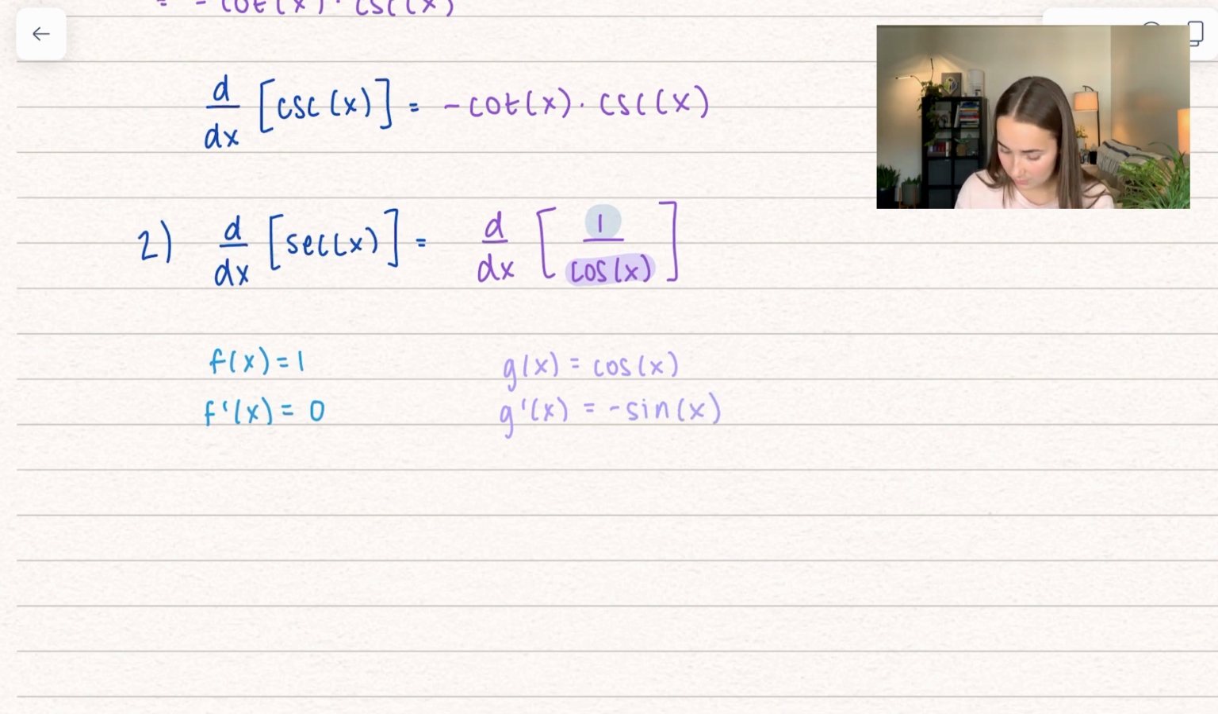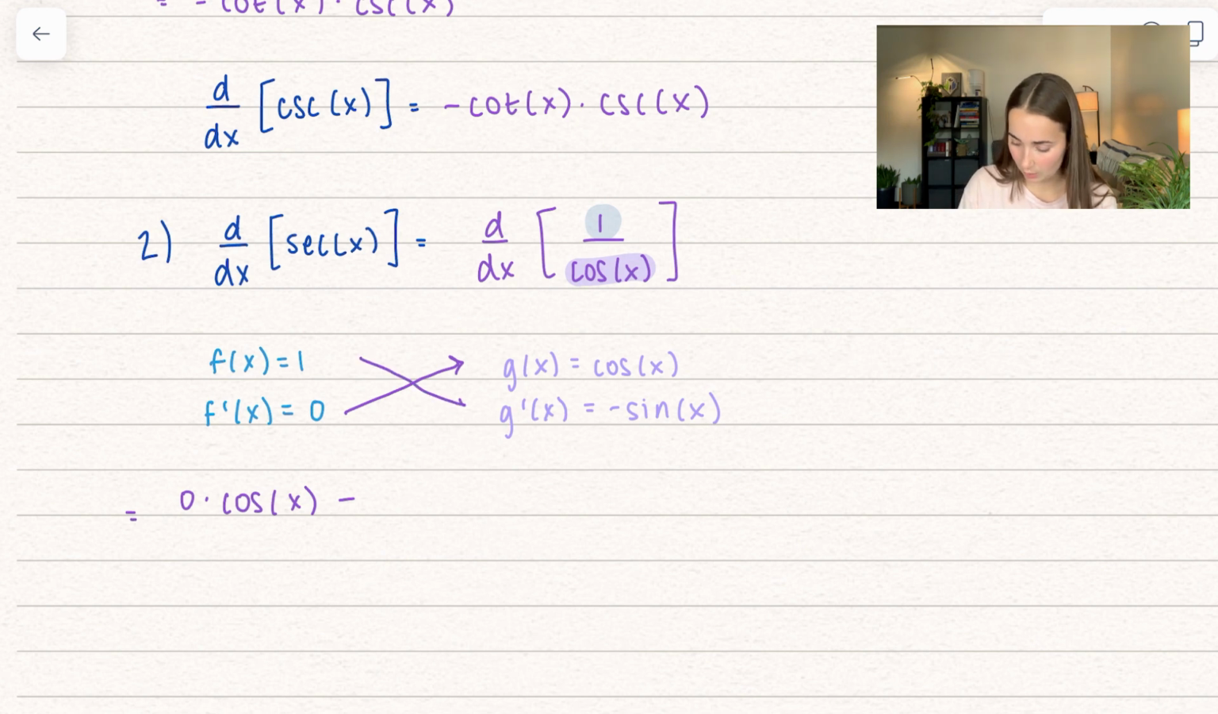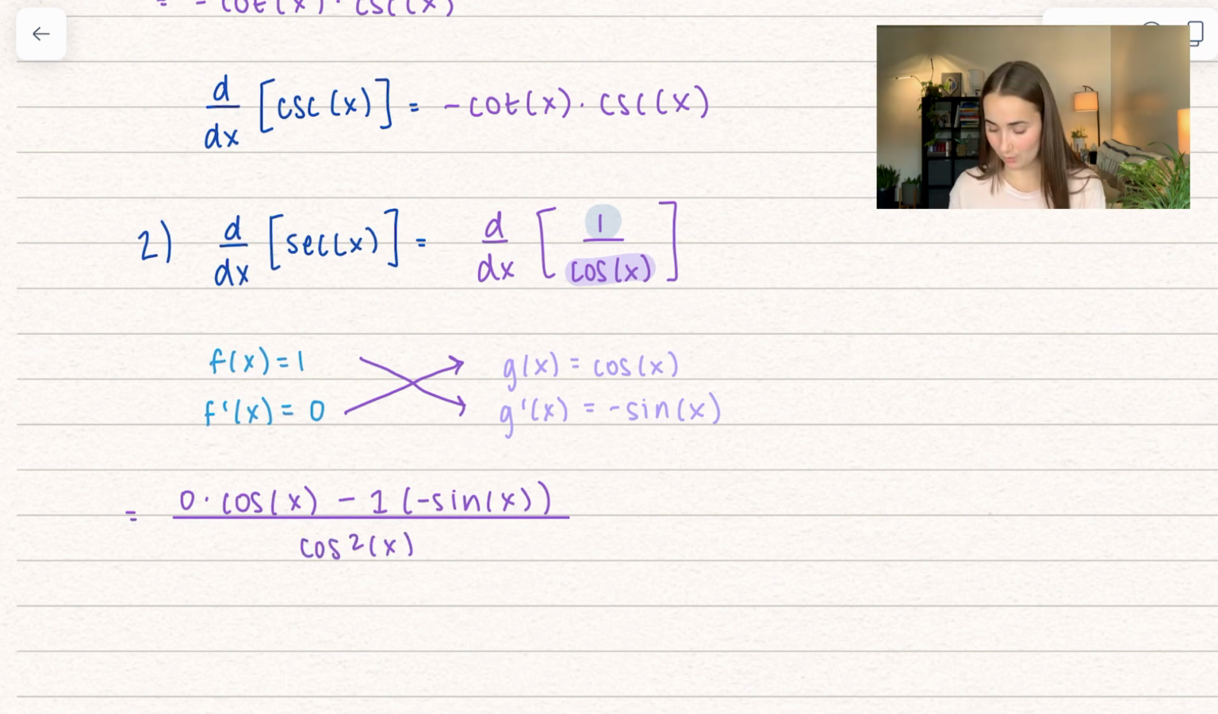So now in order to find the derivative, I need to take my process. I'm going to start low and work my way high. And now I'll subtract from high to low. So I get 1. And all of this is divided by cosine squared of x. So I'm going to simplify this out a little bit.